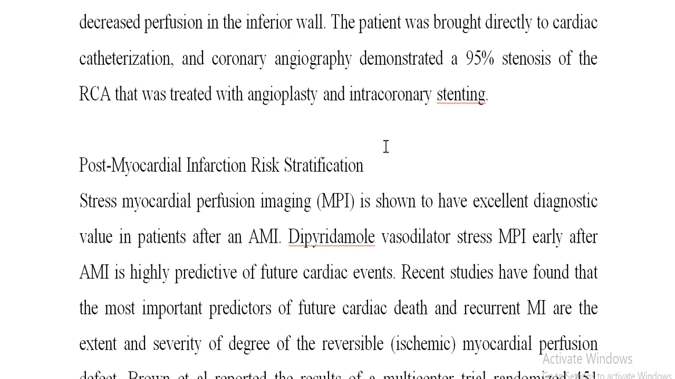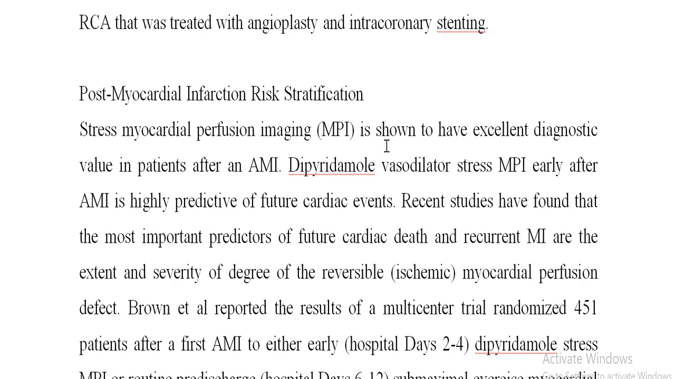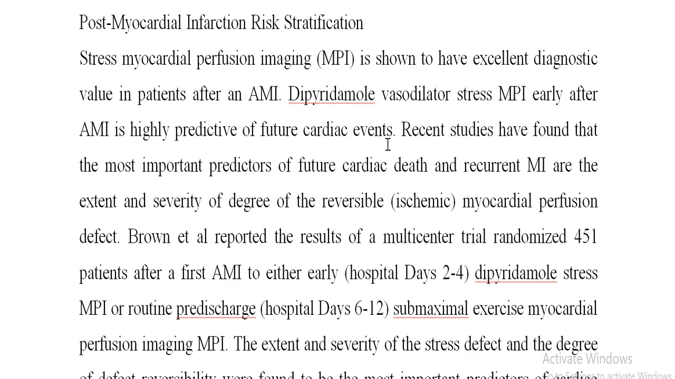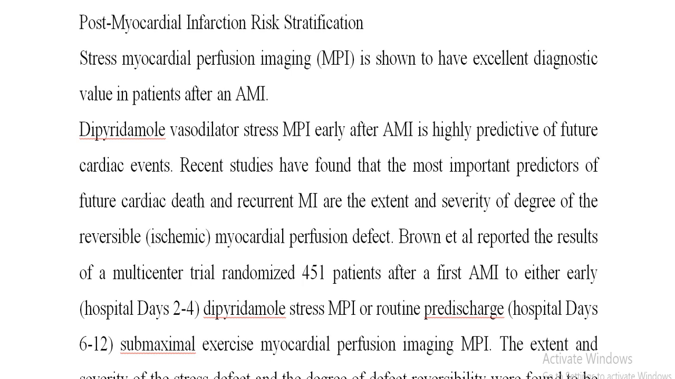Post-myocardial infarction risk stratification. Stress myocardial perfusion imaging, MPI, is shown to have excellent diagnostic value in patients after an AMI. Dipyridamole vasodilator stress MPI early after AMI is highly predictive of future cardiac events. Recent studies have found that the most important predictors of future cardiac death and recurrent MI are the extent and severity of the reversible ischemic myocardial perfusion defect.